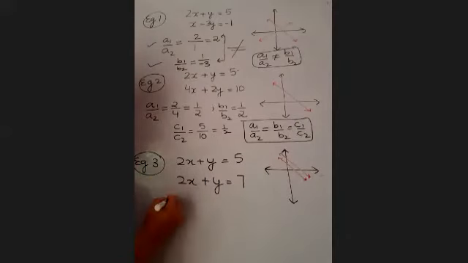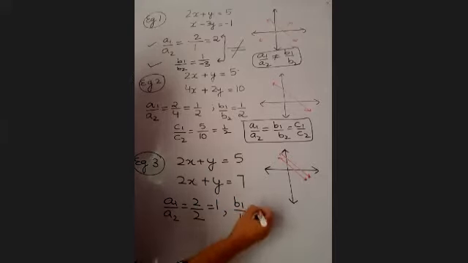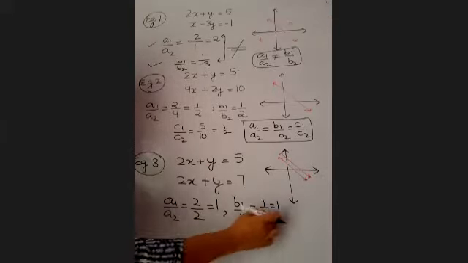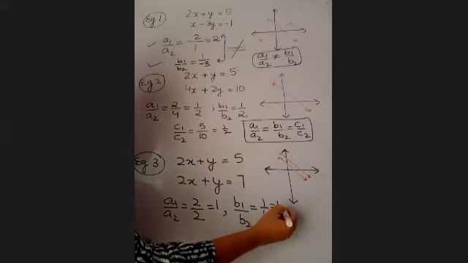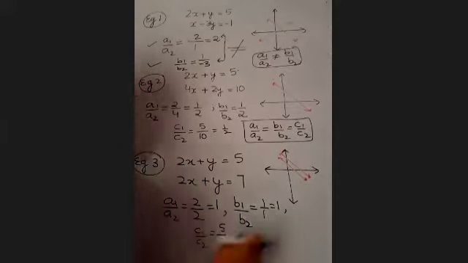Now in the next case, what is A1 by A2? 2 by 2, which is equal to 1. B1 by B2, 1 by 1. Both are same. Yes, ma'am. C1 by C2, 5 by 7. So not equal.